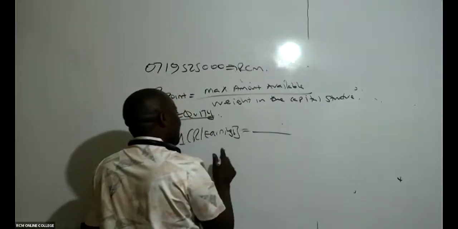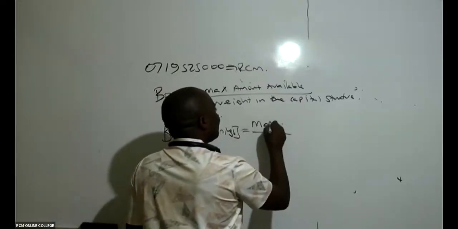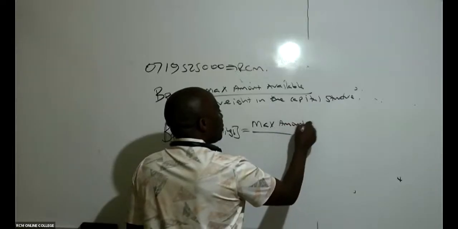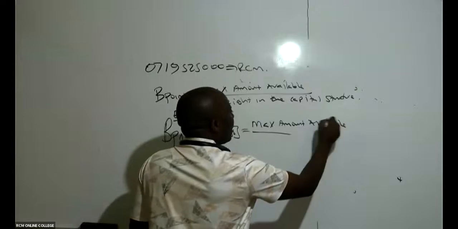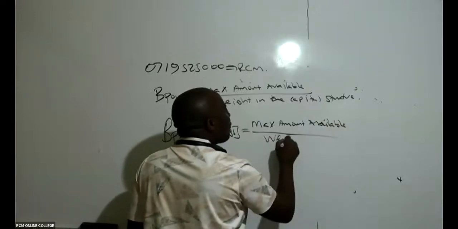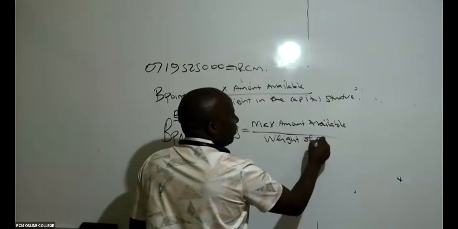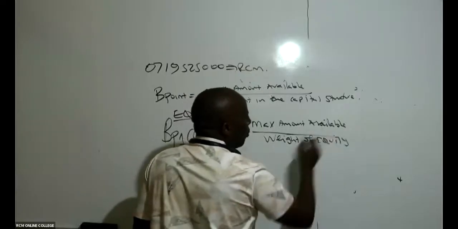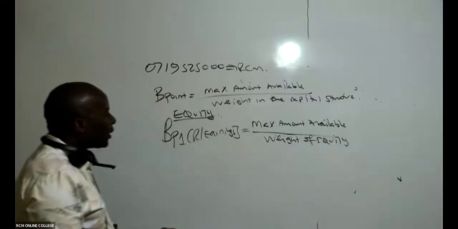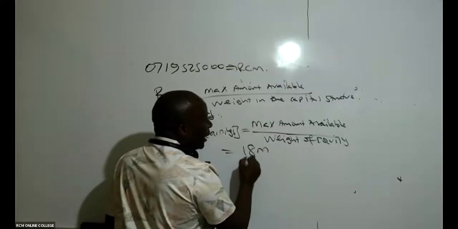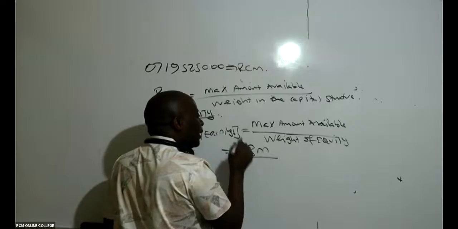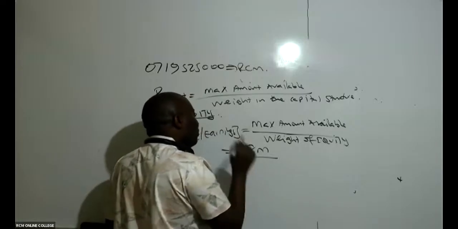So this breakpoint will be the maximum amount available, divided by the weight of equity. Because you see, retained earnings is an equity component. And you're saying that for retained earnings, we have 18 million. So this 18 million, we divide by the weight of equity in the capital structure.